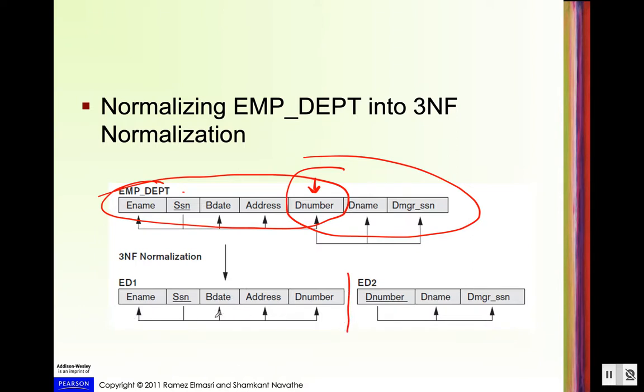Because if I do that, just look at that: no relation has a transitive dependency. In this relation there is no transitive dependency, and in this relation also dname and dmanager SSN only depend on dnumber, so there is no transitive dependency. Also we have to make sure all of the tables have an appropriate primary key.